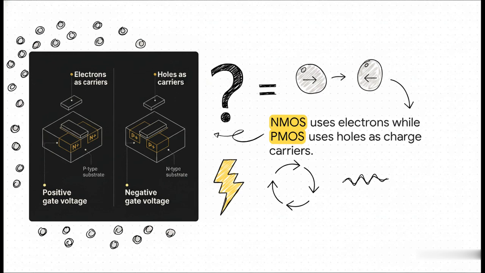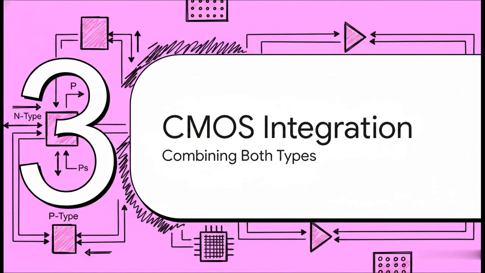Now, on the right, we have PMOS, which was actually the historical pioneer. It's pretty much the exact mirror image, using what are called holes as carriers instead of electrons. Since holes are a bit less mobile, PMOS is slightly slower. For a long time, the industry actually debated which one to focus on until they realized, well, they needed both. Which brings us to section 3, the CMOS integration challenge.